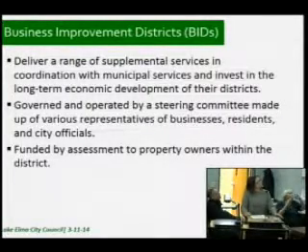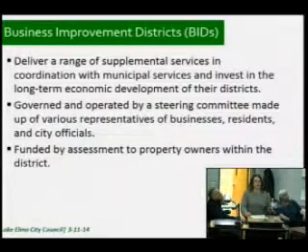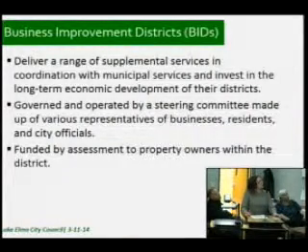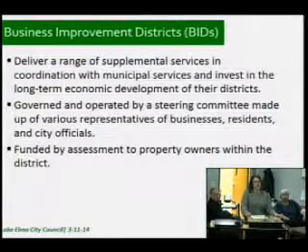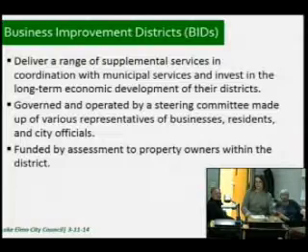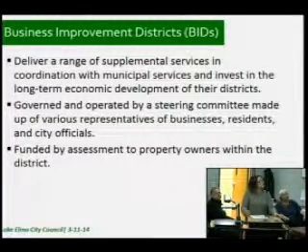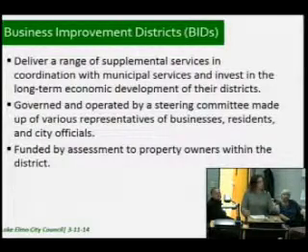Business improvement districts deliver a range of services in coordination with municipal services. So any services that the city is already offering, the BID does not replace that. It adds supplemental services on top of that. But these services invest in the long-term economic development of the district. They're governed and operated by a steering committee, and that would ideally be composed of stakeholders within that business district boundary, so including some residents, primarily business owners, and then of course city officials as well. And the business improvement district is funded by assessment to the property owners within those boundaries.